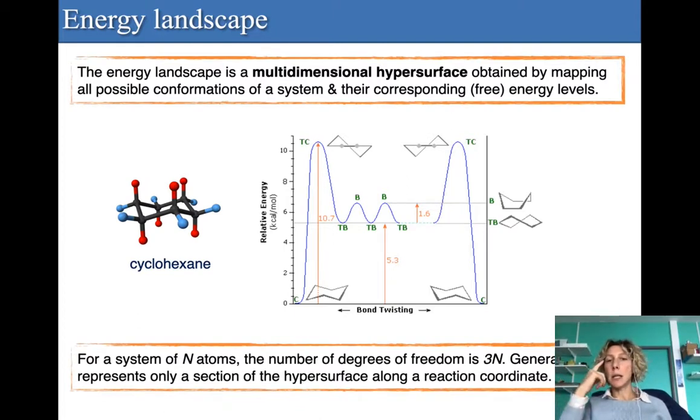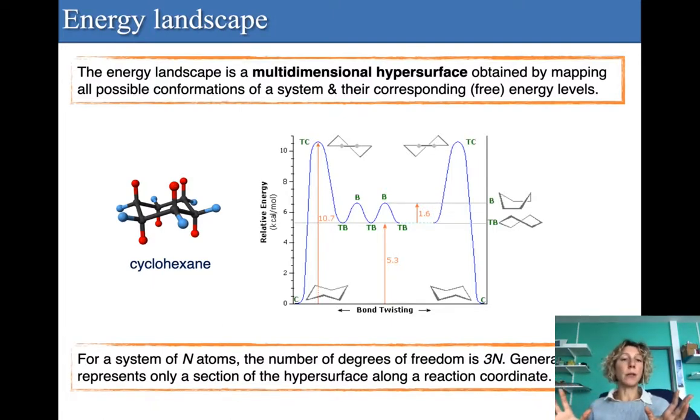So what you can see is that there is a configuration corresponding to this 0 energy, which is the most stable one, which is the C configuration, and then you will have some peaks that are associated to different other conformations. So the most unstable one is the TC, and then you'll have B and TB, which are kind of intermediates, okay? So there are different bond twisting values that correspond to a given conformation. A conformation can be obtained with different bond twisting. Essentially, it's the same shape and the same energy. So here we can describe this fully.